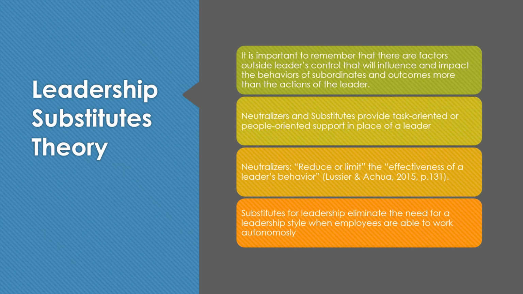The last theory is the leadership substitute theory. Leadership substitute theory suggests that there are always factors outside the leader's control that greatly influence the attitudes and behaviors of subordinates and situational outcomes more than a leader. Considerations within the leadership theory are neutralizers and substitutes. Neutralizers reduce the effectiveness of leaders' behavior on employees and the outcome. Substitutes eliminate the need for any kind of leadership style in cases where employees are able to work independently. Both neutralizers and substitutes provide task-oriented or people-oriented support in place of a leader.